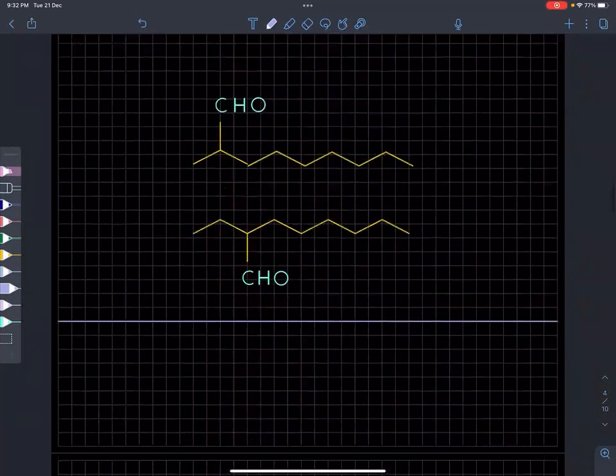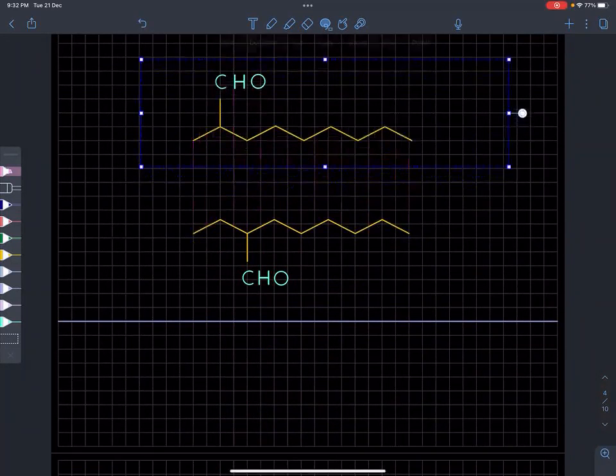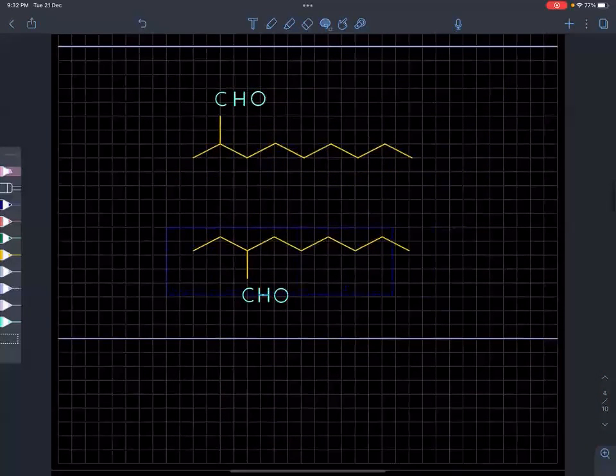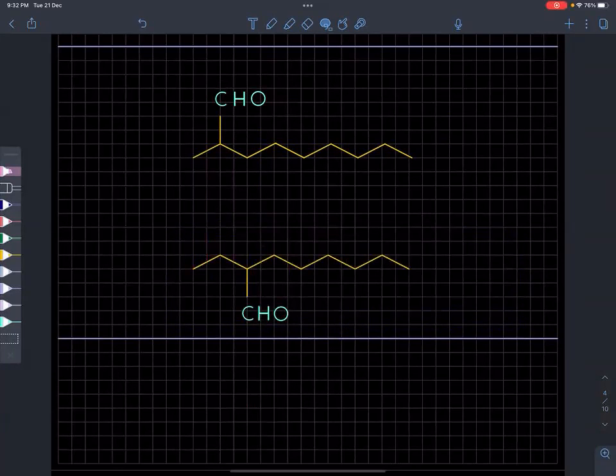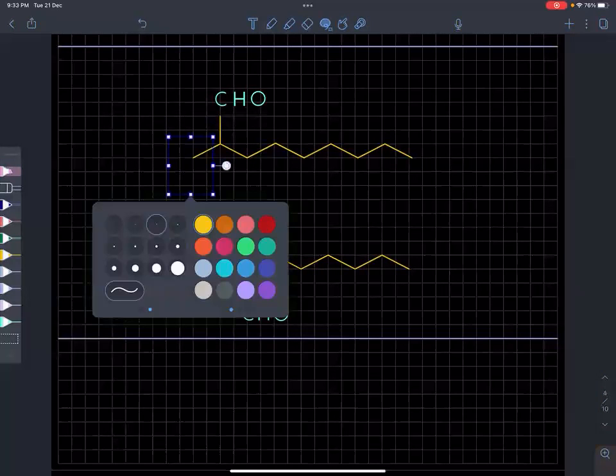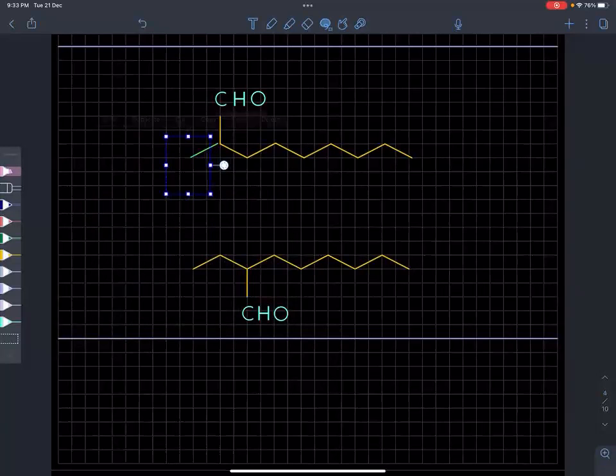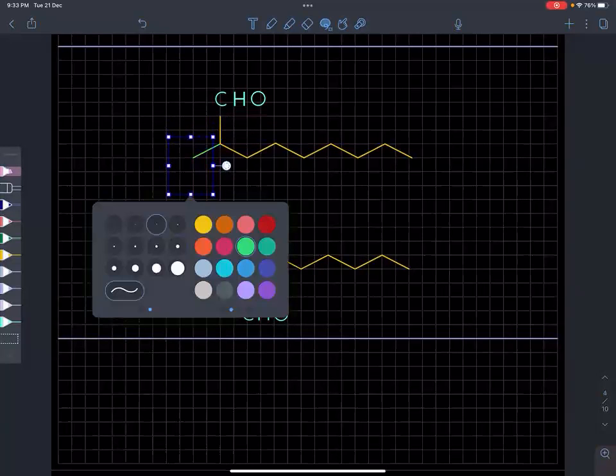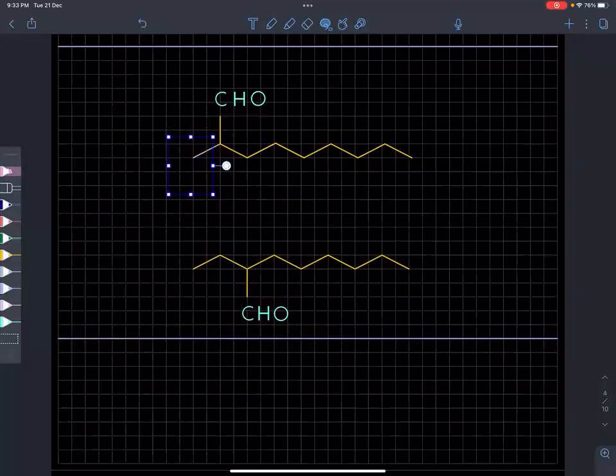What about these two? Chain isomers. Be careful, because the chain starts at the carbonyl carbon in aldehydes. So one is a longer chain and one is a shorter chain. Now, if you see carefully, this is the substituent here. I'll put it in a different pink color. This is the substituent here, and here this is the substituent.